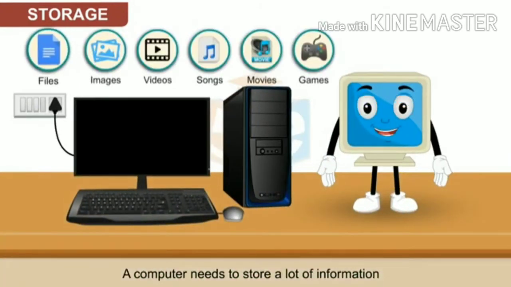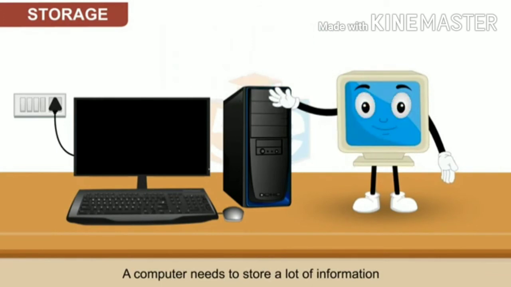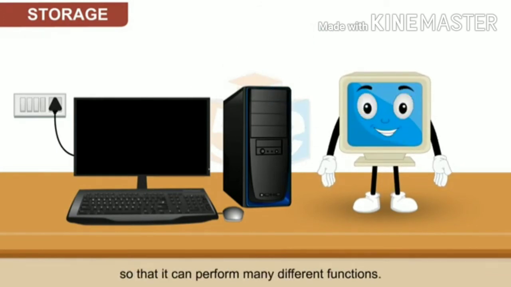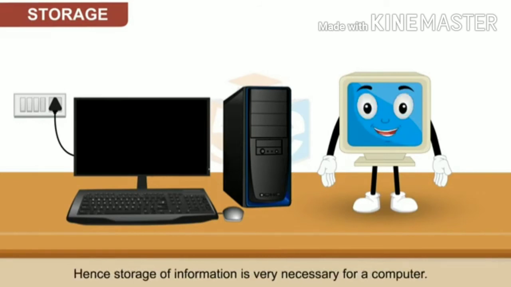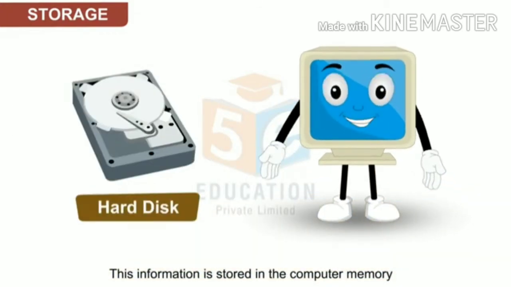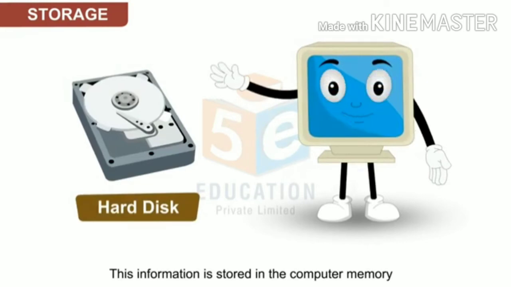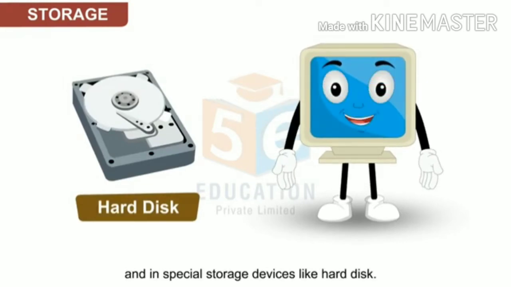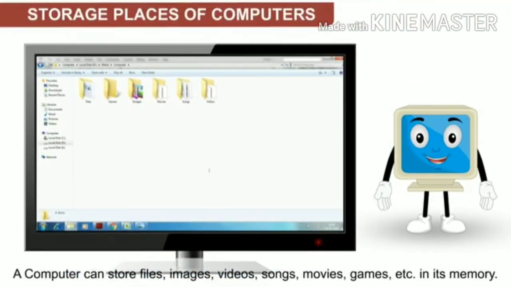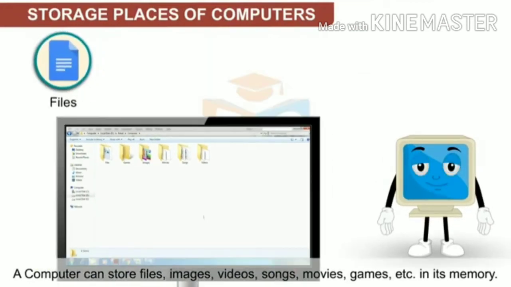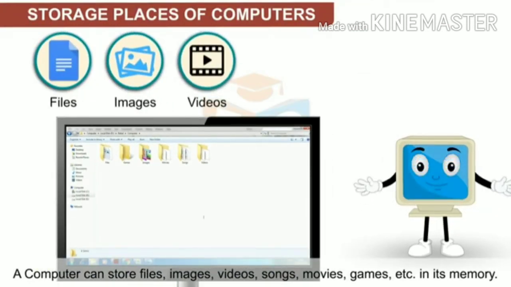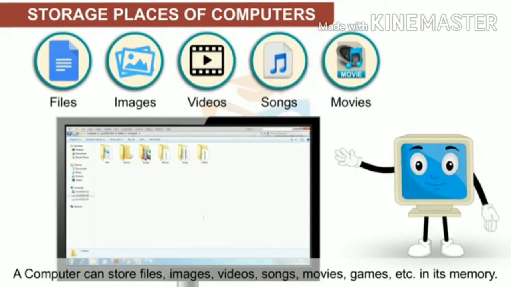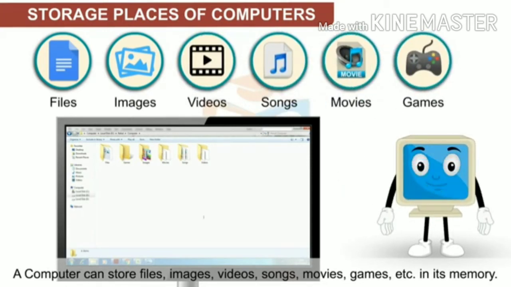A computer needs to store a lot of information so that it can perform many different functions. Hence, storage of information is very necessary for a computer. This information is stored in the computer memory and in special storage devices like hard disk. A computer can store files, images, videos, songs, movies, games, etc. in its memory.